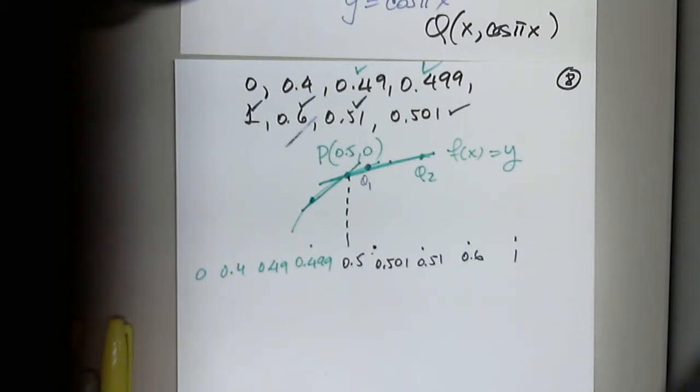How many lines and how many slopes will I determine? Between 0.5 and 0.501, 1. Between 0.5 and this, second. Between 0.5 and this, third. Between 0.5 and 1, fourth. Between 0.5 and this point. Between P and Q here, and P and Q here, and P and Q here. How many? 4 on the left, 4 on the right.